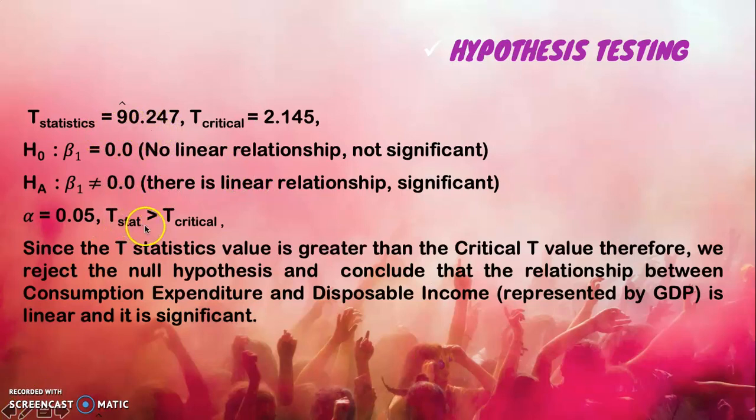If t statistics is larger than t critical value, we are going to reject the null hypothesis. In this case, t statistics of 90.247 is greater than the t critical value of 2.145. Therefore, we're going to reject the null hypothesis and conclude that the relationship between consumption expenditure and disposable income is linear and it is significant.